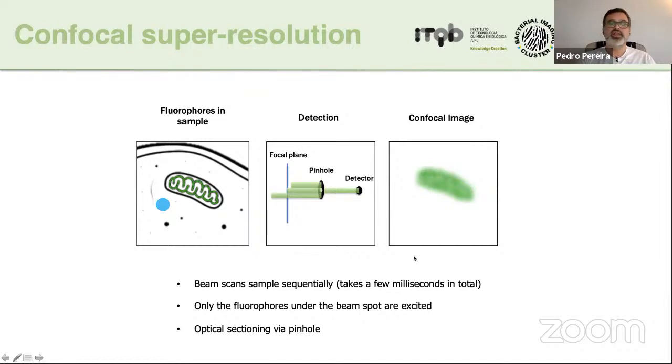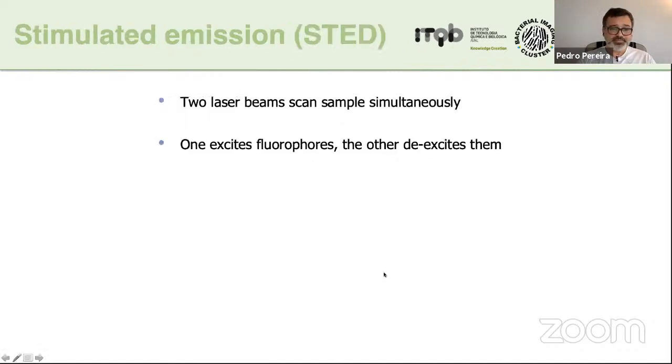Yeah, very simple. You have the big advantage of having optical sectioning, and actually it's a bit less phototoxic than other techniques. So how is STED different? It's not really. The only difference is that rather than have one laser scanning your sample, you have two. And in this case, one laser excites your fluorophores, and the other de-excites them. If you're curious about how this works, you can ask me in the end. I'm more than happy to discuss it. But basically, it's very simple.